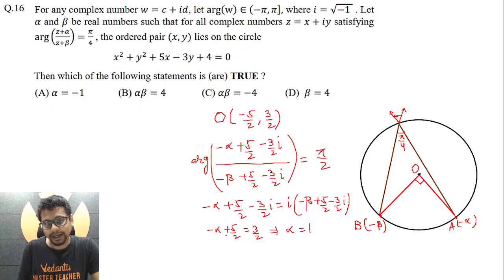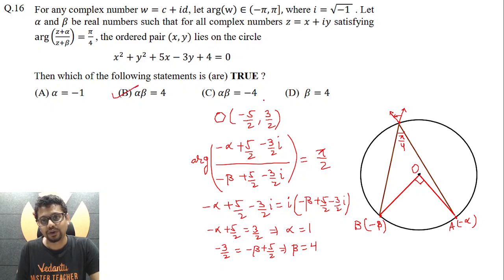And if you compare the imaginary part on both sides, you get minus 3 by 2 is equal to minus beta plus 5 by 2. That means beta is equal to 5 by 2 plus 3 by 2, 8 by 2, which is 4. So alpha being minus 1, no. Alpha beta being 4, absolutely yes. Alpha beta being minus 4, no. Beta being 4, absolutely yes. So A and D are the answers.